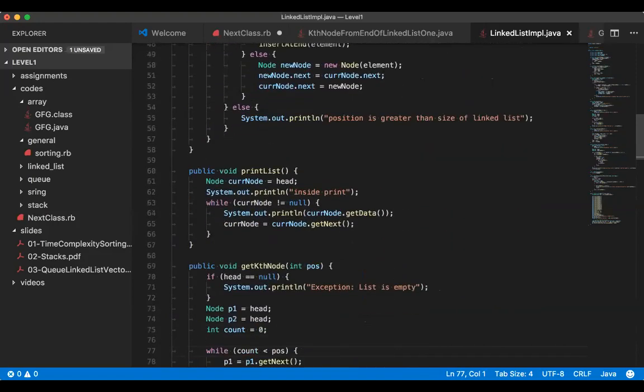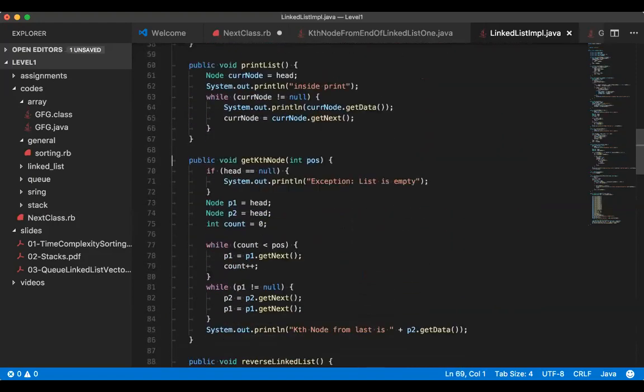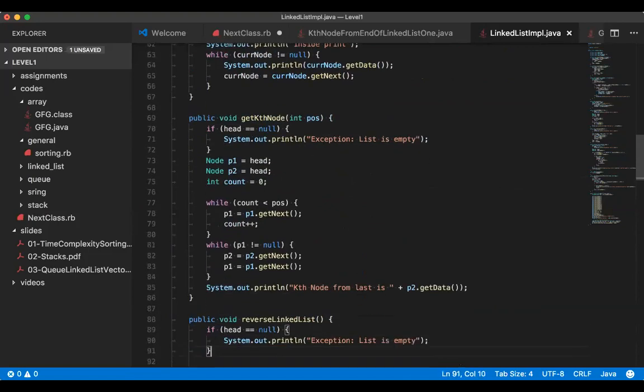This is print linked list. Oh, there's a get kth node. Is this kth node from last or kth node from start? Kth node from last. Okay. So even Nikhil has submitted the same thing.